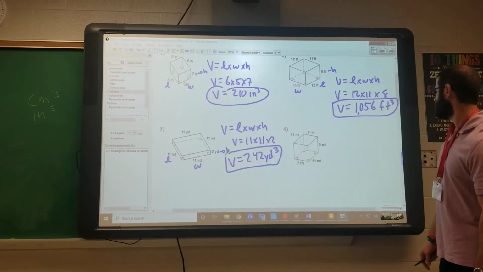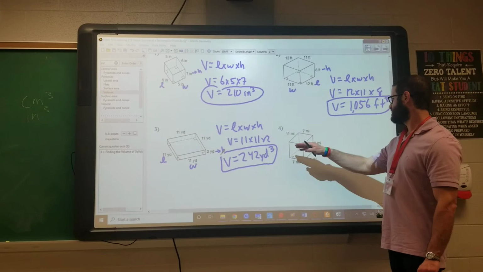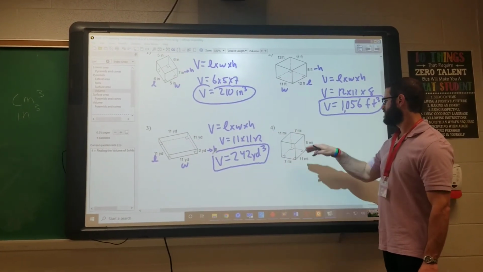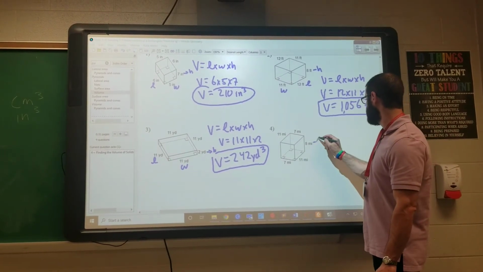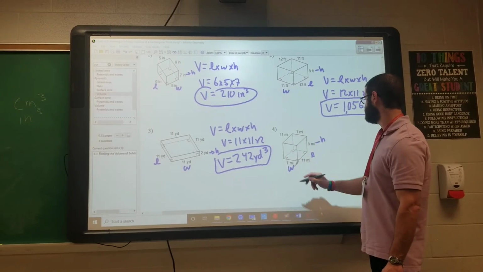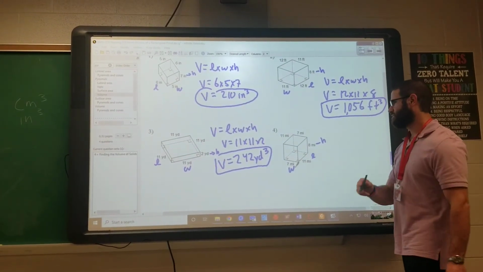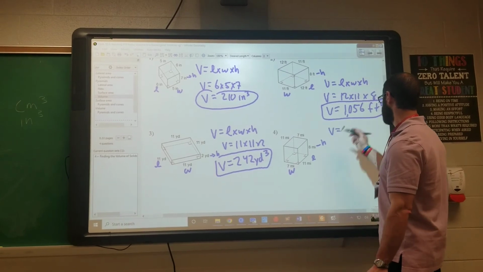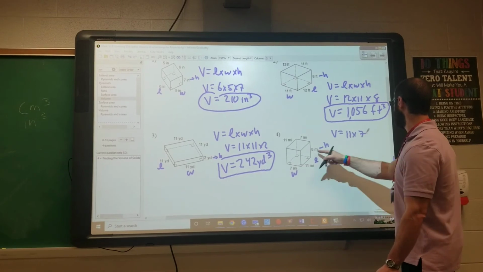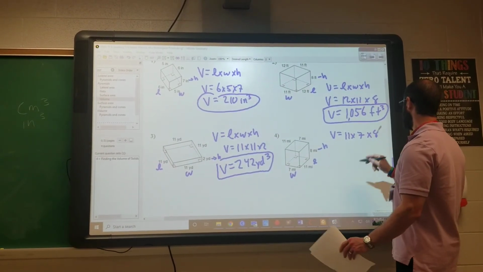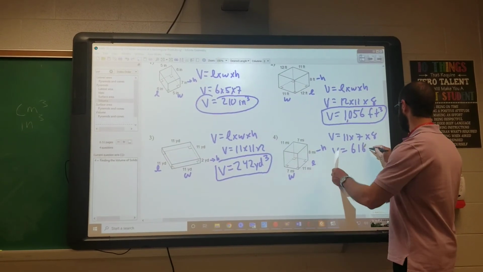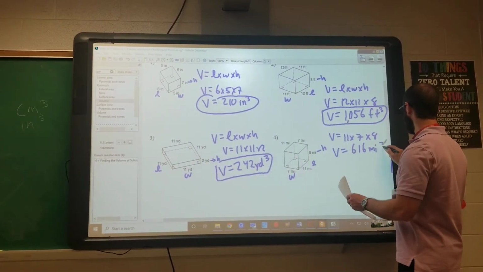One last one here. Let's notice our bases have a length of 11 and a width of 7, the top and the bottom, and our height is going to be 8. So let's just label everything. Here's the height of 8. We'll call 11 the length, and we'll call 7 the width. And again, volume is just going to be length times width times height. So 11 times 7 times the height, which is 8. So we're looking at 616, and that's going to be miles cubed.